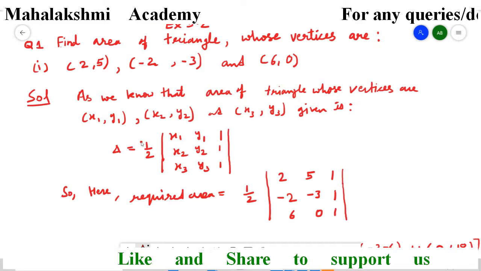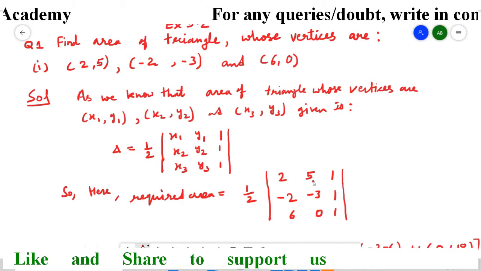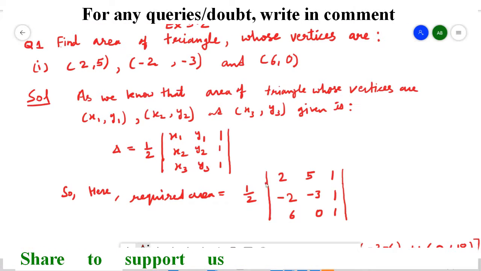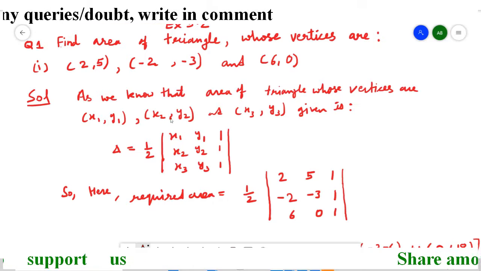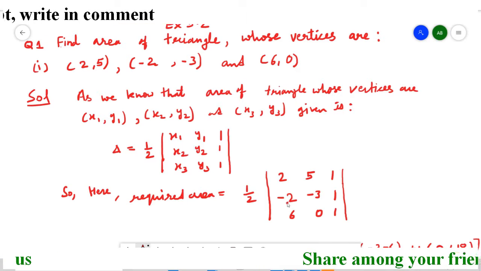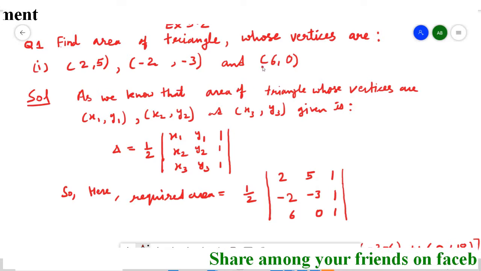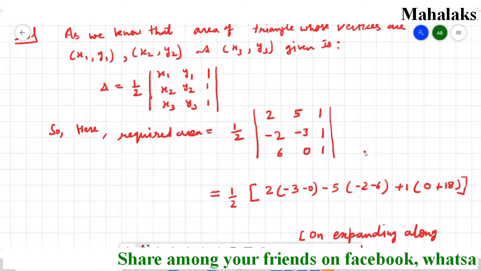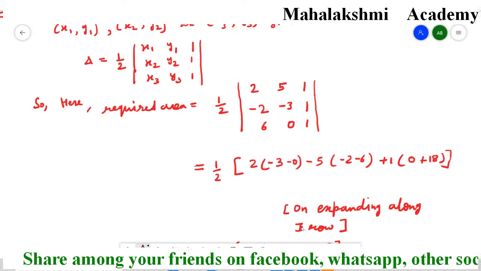So the area is equal to 1 upon 2, then just the formula. Now in this formula we will enter the values. This is our x1, y1, so instead of x1, y1, I wrote here 2 and 5. And x2, y2? Minus 2 and minus 3. So instead of x2, y2, I wrote minus 2, minus 3, and instead of x3, y3, I wrote 6 and 0 here. I substituted the values, and then I expanded it along the first row.